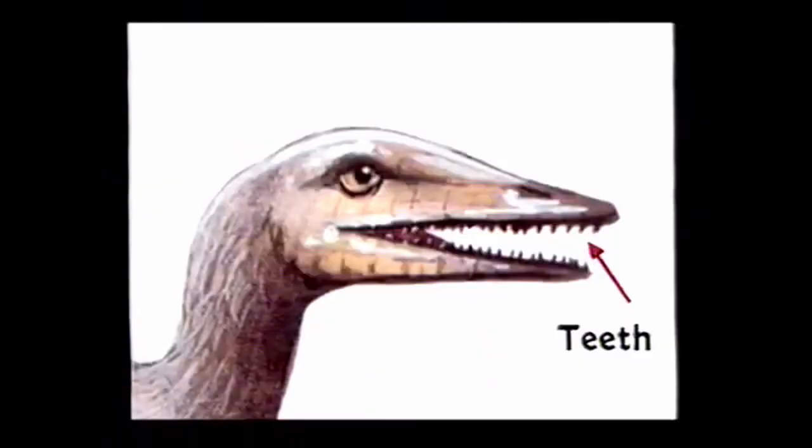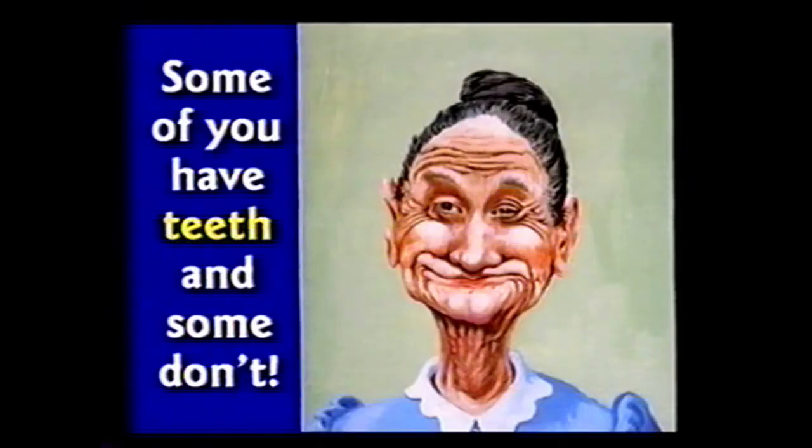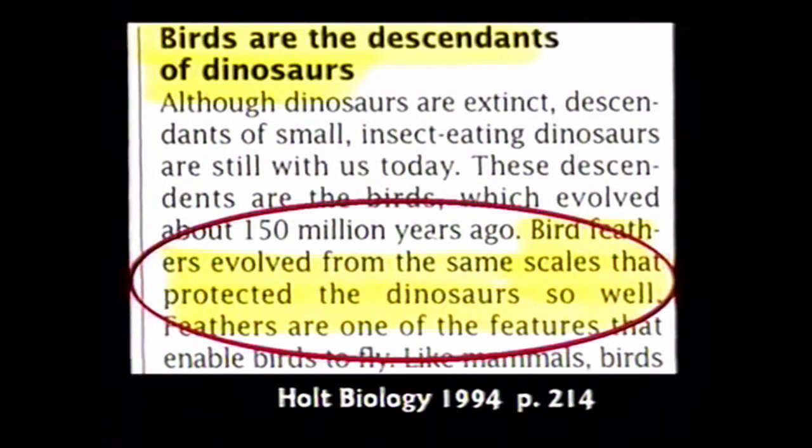They're going to say, well, he's got teeth in his beak. No, that's unusual, all right. Most birds don't have teeth. Some do. You know, some reptiles have teeth, some don't. Some fish have teeth, some don't. Some mammals have teeth, some don't. Some of you have teeth, some don't, okay? It doesn't prove it used to be a dinosaur. And by the way, going from teeth to no teeth is losing, not gaining. That would be backwards evolution, wouldn't it? Then they're going to say, bird feathers evolved from the same scales that protected dinosaurs so well. Now just hold on a minute.